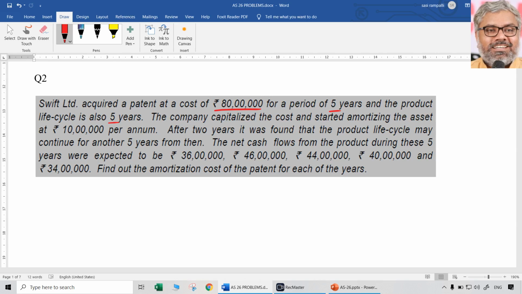The company capitalized the cost and started amortizing the asset at the rate of 10 lakhs rupees per annum. They already started doing that. After 2 years, it was found that the product life cycle may continue for another 5 years from then. From then, not from the beginning. That means total product life cycle is going to be 7 years, which means the net cash flows from the product during these 5 years are expected to be 36 lakhs, 46 lakhs, 44, 40 and 34 lakhs. Find out the amortization cost of the patent for each of these years.